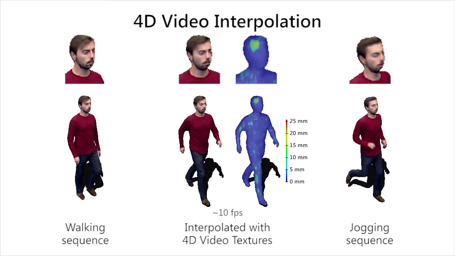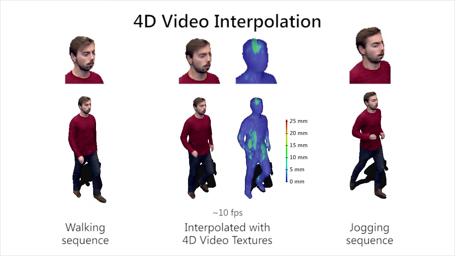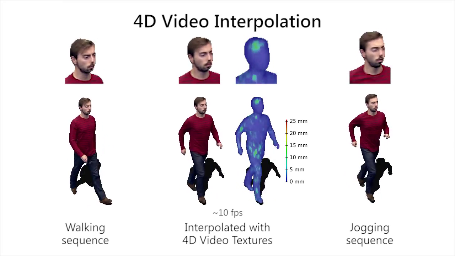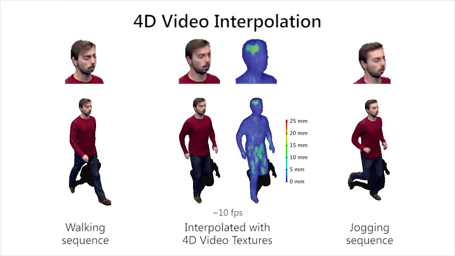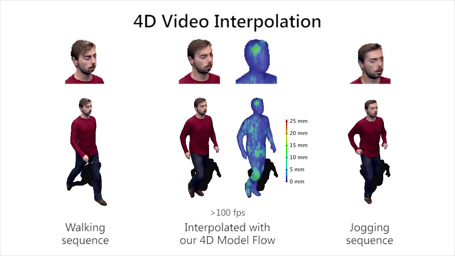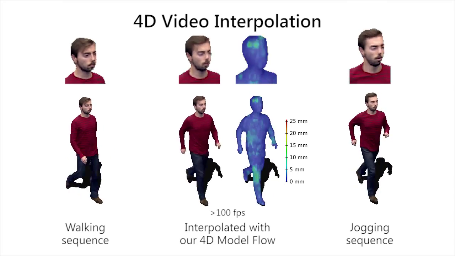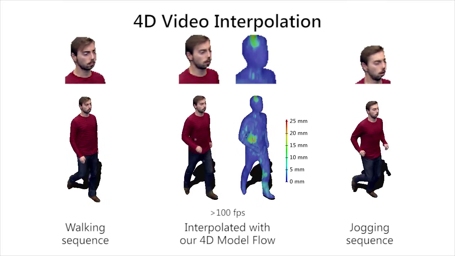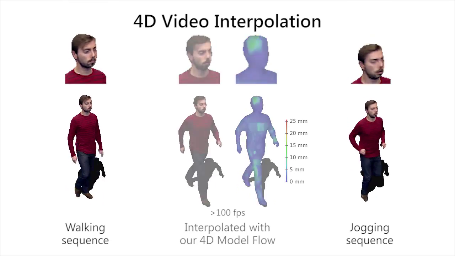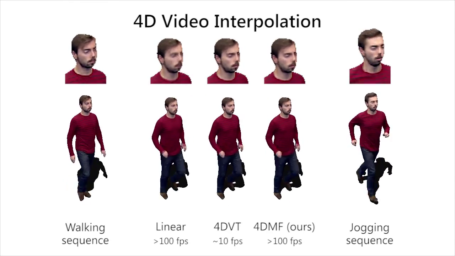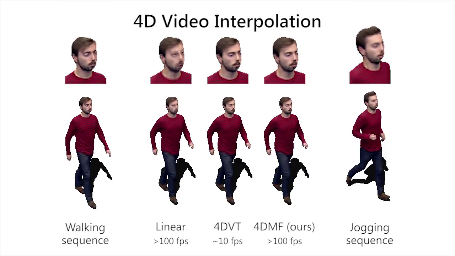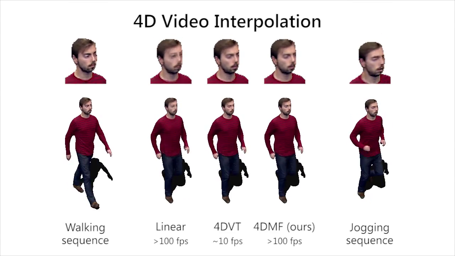4D video textures mitigate ghosting artifacts by performing appearance alignment at runtime. This heavily affects the overall performance and limits the practical uses of 4D video. Our 4D model flow achieves similar visual quality as previous appearance alignment approaches with an order of magnitude speedup. This enables 4D video interpolation at frame rates of over 100 frames per second. Notice in this side-by-side comparison how our proposed approach successfully aligns non-rigid appearances, such as the hair motion, to synthesize plausible interpolated surface dynamics.